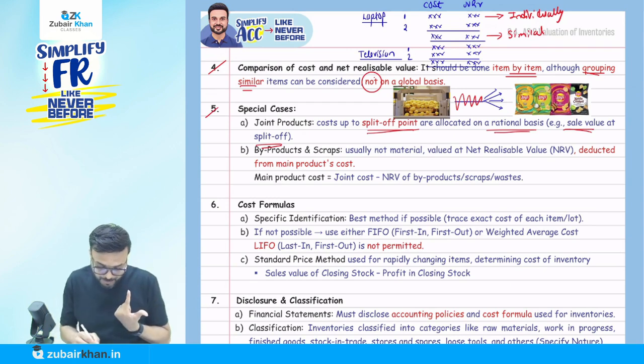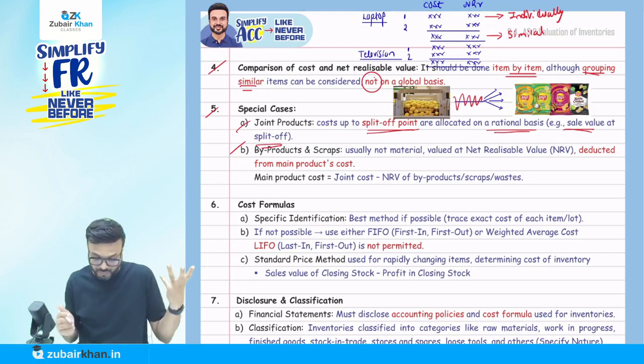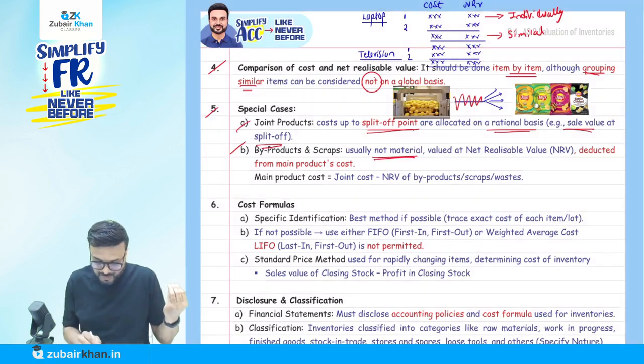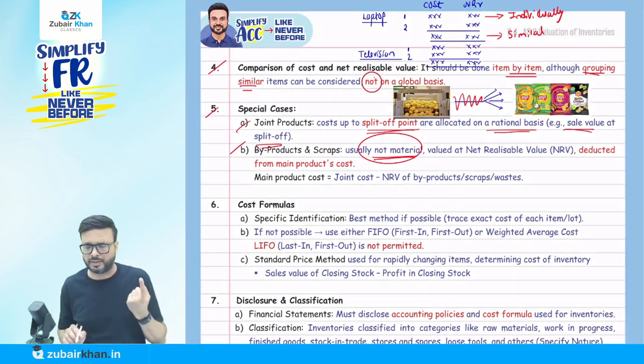Now, a byproduct is that which we don't want to manufacture, but it arises during the manufacturing process. They say it is usually not material. Usually those are joint products, and the byproduct is not a joint product. A byproduct is scrap.